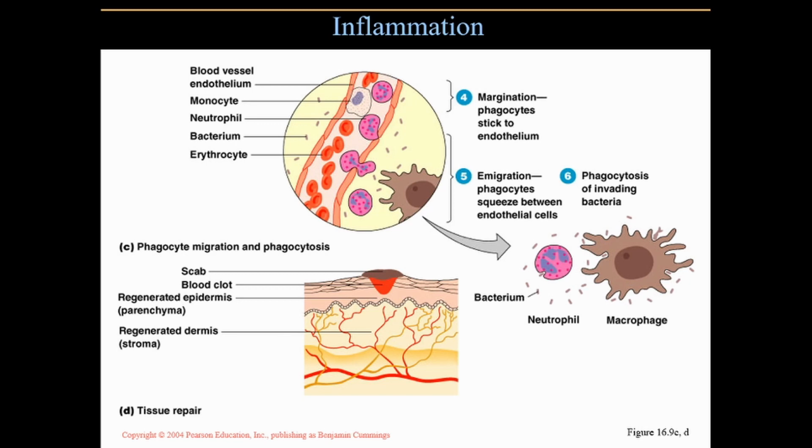So you can see the neutrophil there in the picture on the top, squeezing out between the cells of the blood vessel, the wall of the blood vessel. And then, of course, we have the scab, which is that protective covering over it, and then the skin, the dermis, the epidermis, starts to regenerate and begins healing itself.